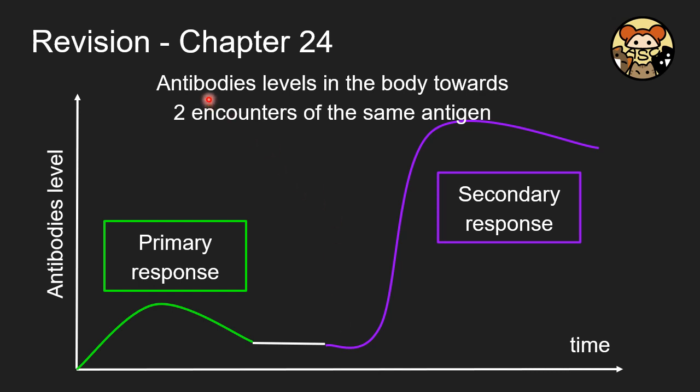Okay, the title of this diagram is actually about the antibody level in your body towards two encounters of the same antigen. Remember, same antigen is very important, because if the antigen is different, there is no secondary response. There is always a primary response.